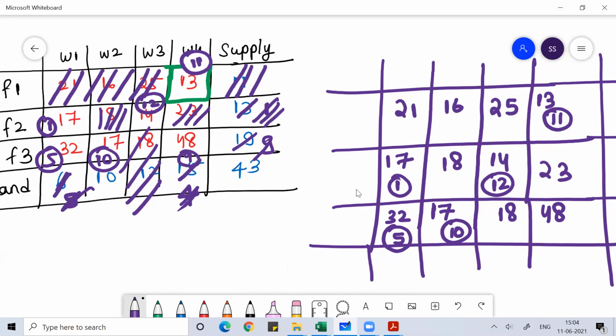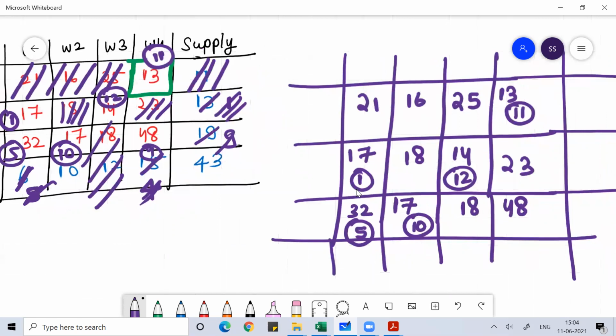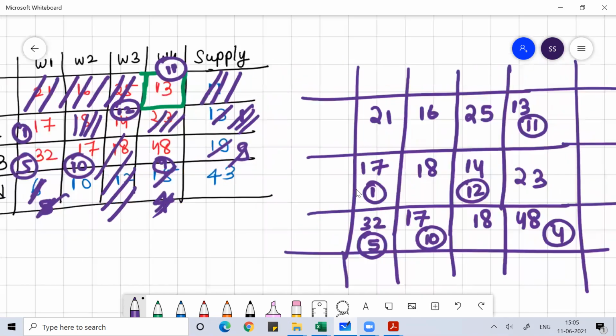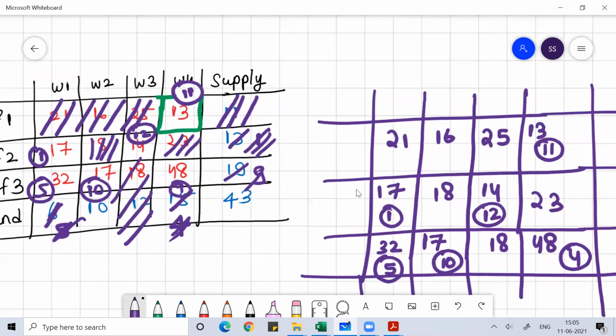If you see the allocation, there should be 6 allocations: 1, 2, 3, 4, 5, and 6. This should be 4, right? You can do the sum, guys. You can do the sum row wise.